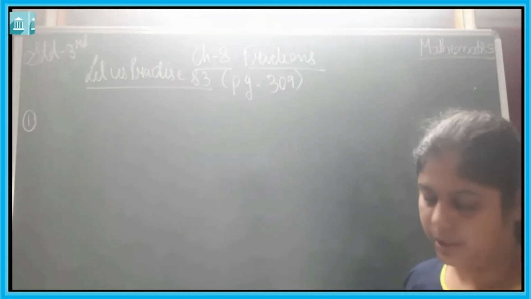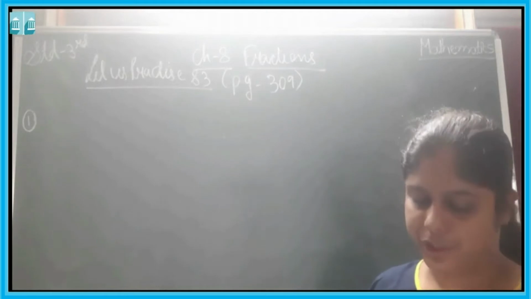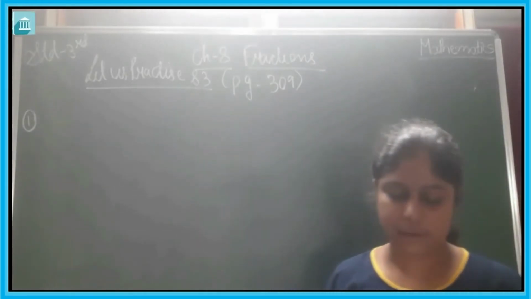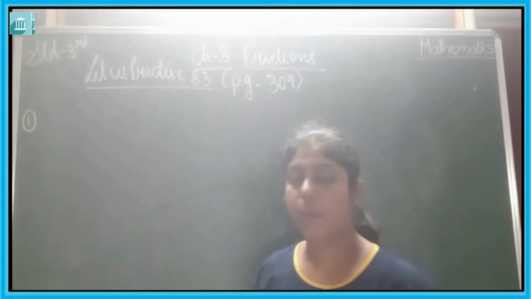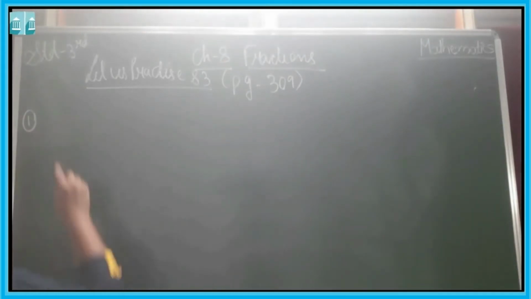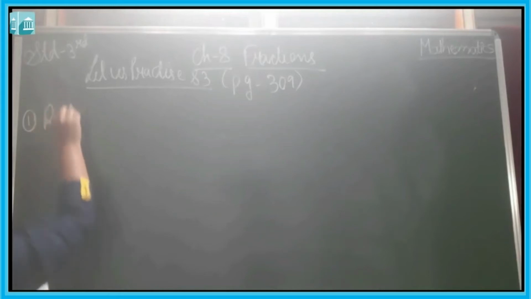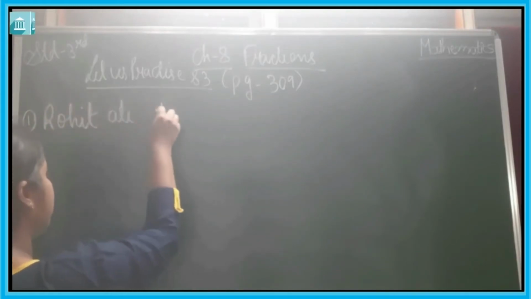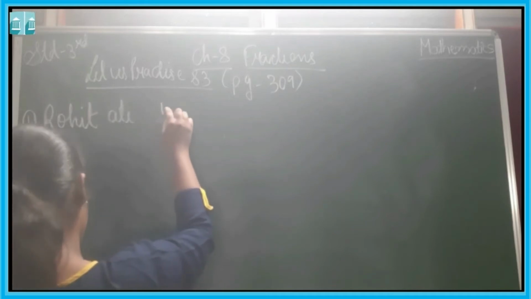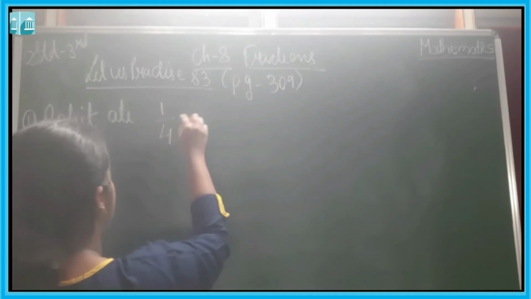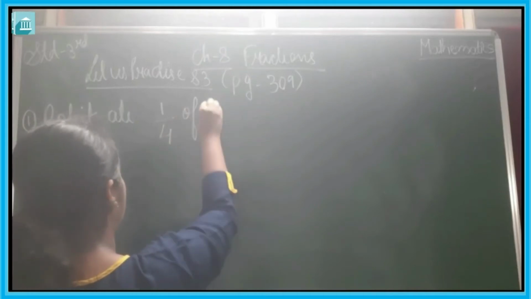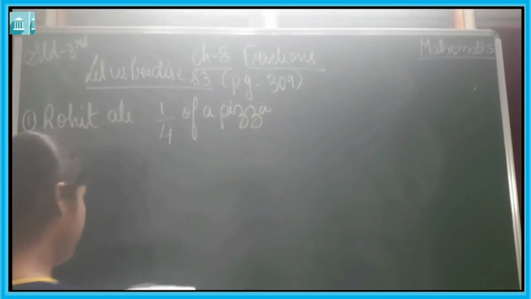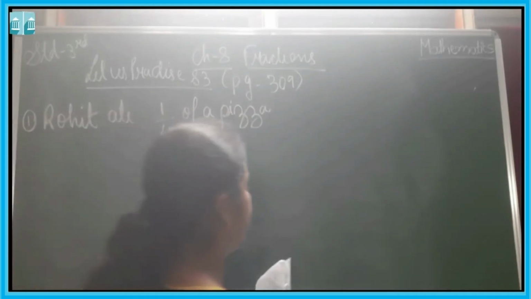Look at your questions. Now the first question. Rohit ate 1/4 of a pizza that had 12 pieces. रोहित ने 1/4 पिज्जा खाया. कितना पिज्जा खाया? 1/4. Rohit ate 1/4 of a pizza. Now that had 12 pieces.